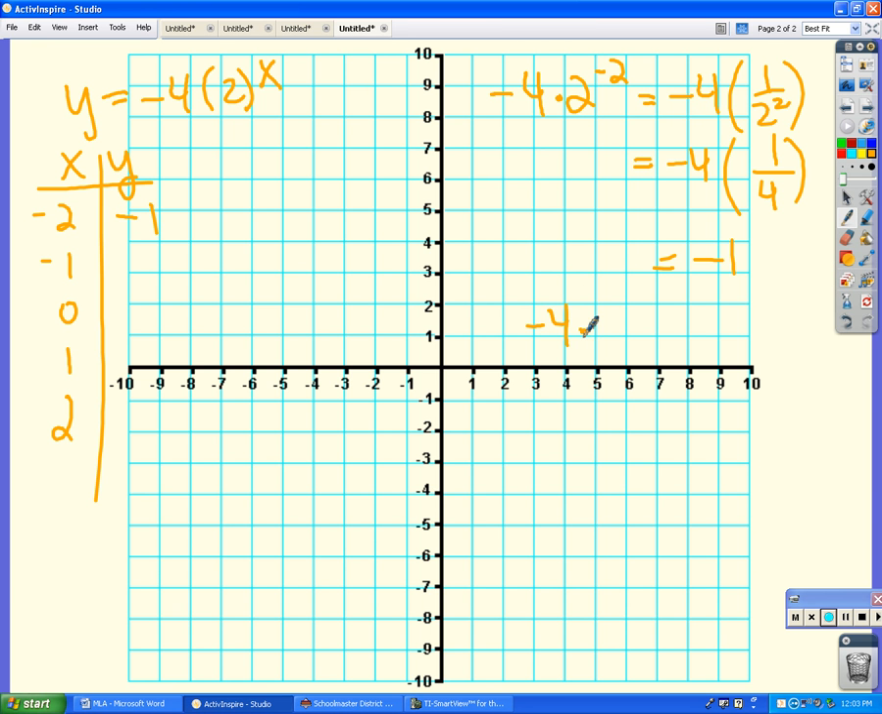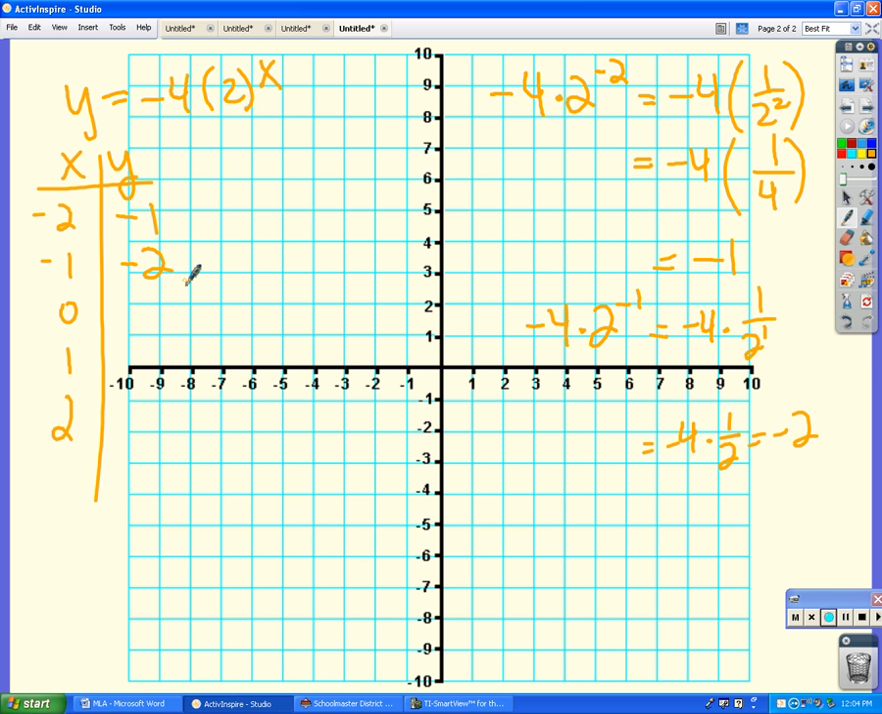So I need to figure out what -4 times 2 to the -1 is. Well, now you know how to handle those negative exponents. What do I do? 1 over 2 to the +1. Okay? What's 2 to the +1? 2. And what's 1/2 times -4? Right, the answer is going to be -2. So when I plug in -1 for x, I get -2. Okay?